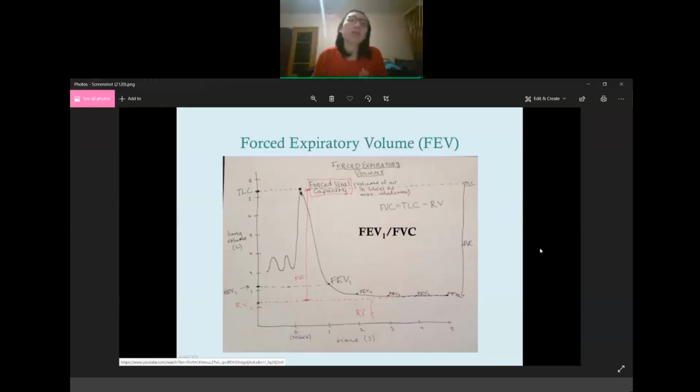Okay, next is your airflow movement, or airflow, and that is your FEV and FVC and FEF 25 to 75%. Okay. Now, what is FEV or FVC or FEF? So you see from the term, it's a forced expiratory volume.